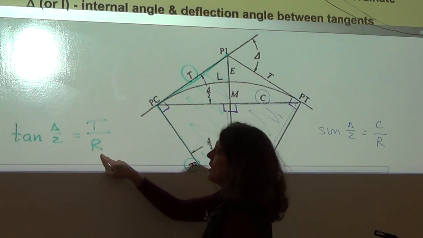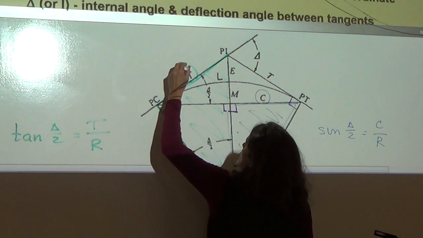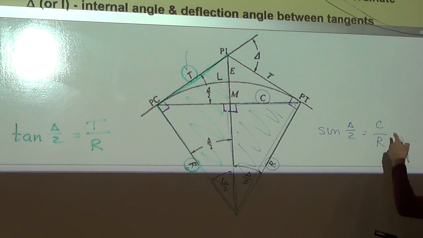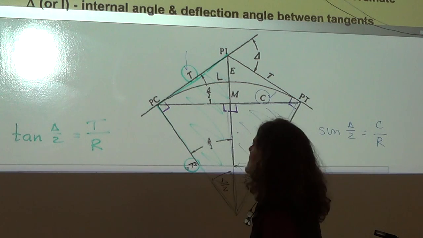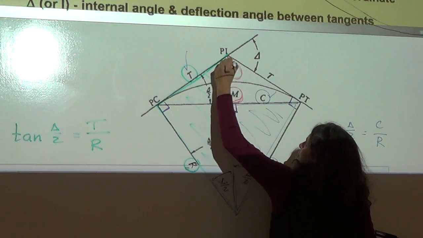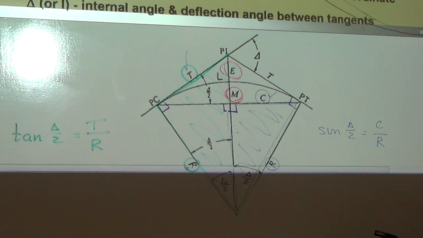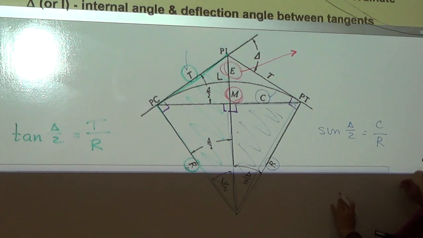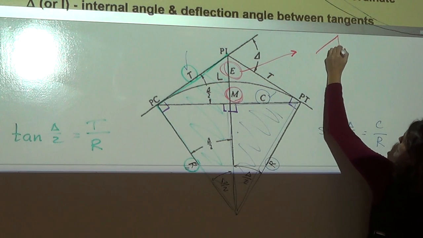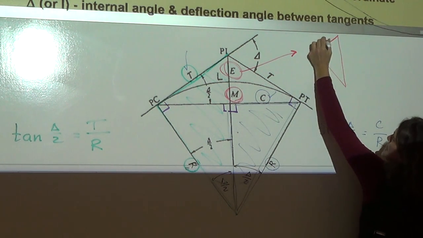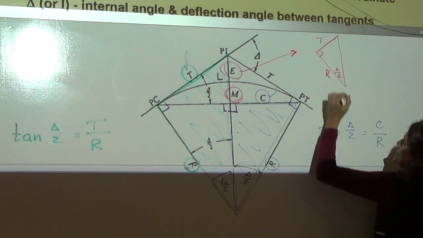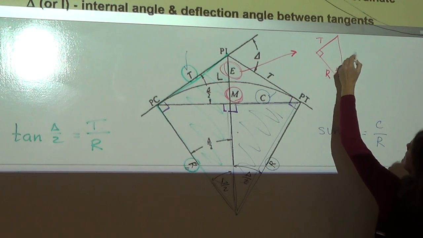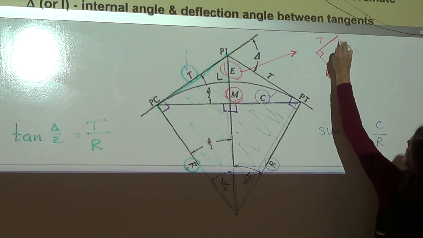So if I knew delta and R, I could solve for T, right? I could solve for T. If I know delta and R, I could solve for C. But these weird guys in here, these guys right here, I'd like to also be able to solve for. So let's look at E. So I'm going to look at this big triangle that has T here, R here, and delta over 2. And then I have my curve here, right? And this is E.